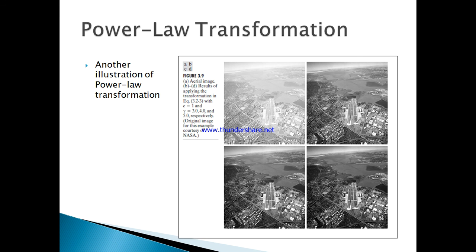Here we are seeing another application of power law transformation. First one is an aerial image. Now we are applying the transformation in the second image. After that we set the C value as 1 and gamma value as 3, 4 and 5 respectively, and the final output image is obtained with higher quality, an enhanced image as output. So it is very clear that we apply this transformation function and it is processed.